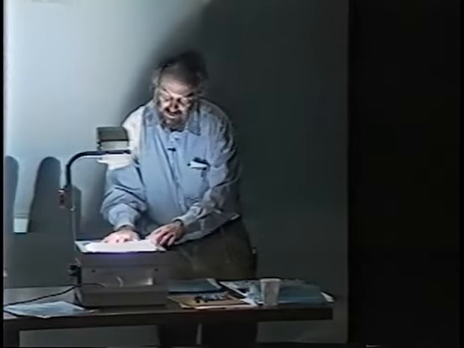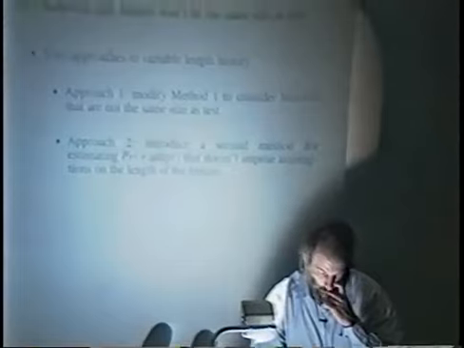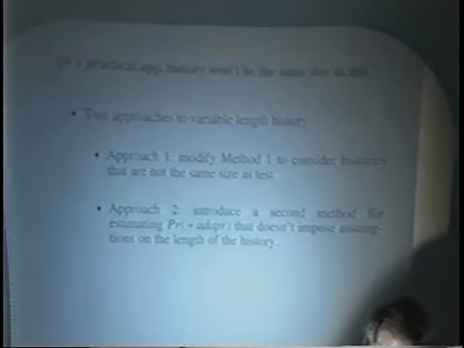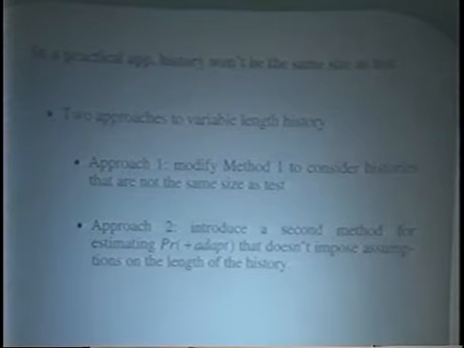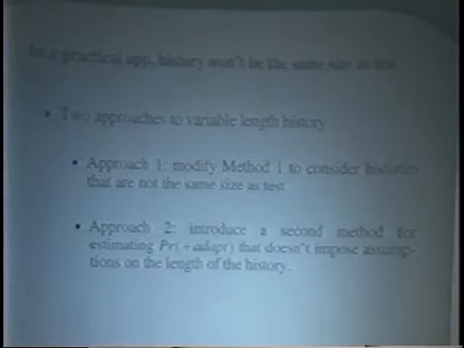Now, this next part is a little bit messy. Maybe you guys can help me with this. In a practical application, the history won't be the same size as the test. And I was making this very simplifying assumption. It made it easy to do some work. Now, what I'm going to do are 2 ways to try to study this question of how these adaptation probabilities depend on the relative sizes of the history and the test.